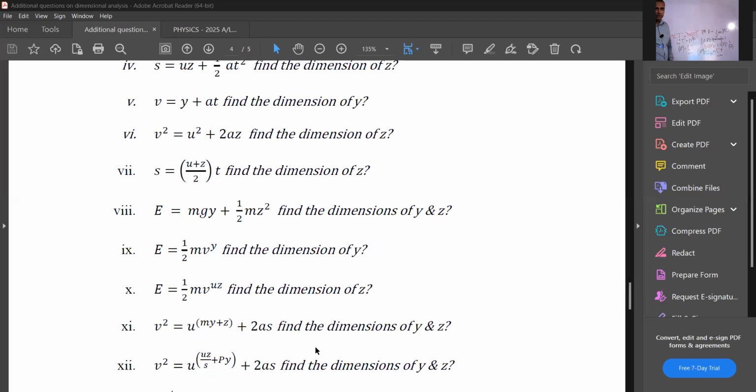Then the next question, the 11th one. The 11th one is v squared equals u m x plus z. Sorry, m y plus z. So y and z.